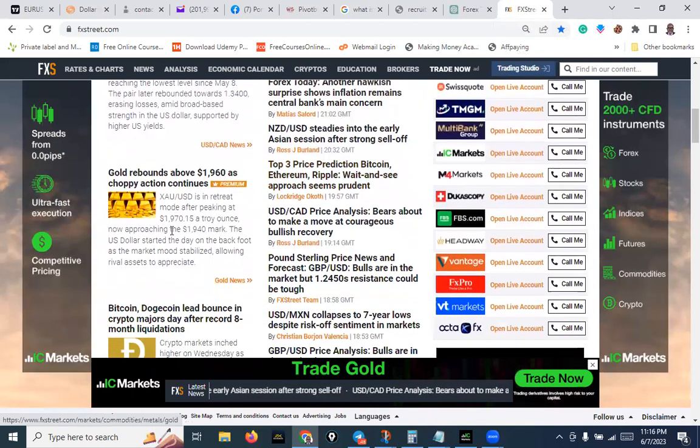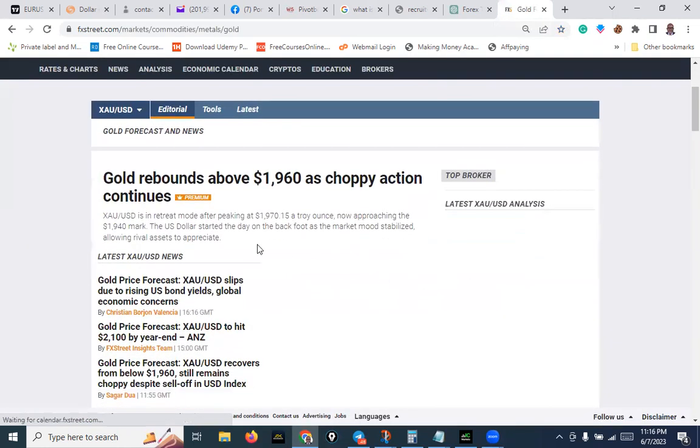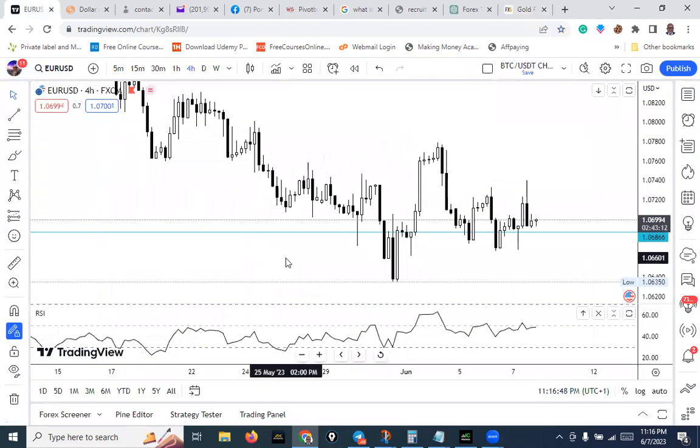Now look at gold. You can see the news on gold, you can just click on this news item to look at what it's talking about. If you look at what this news item is telling us, gold has been chopping. So as a technical trader, if you go to the chart, you see that choppiness of gold.